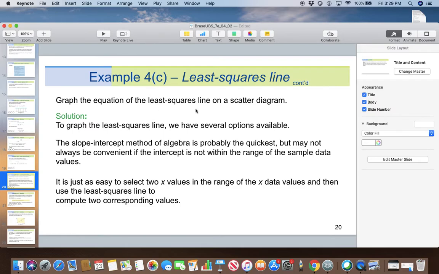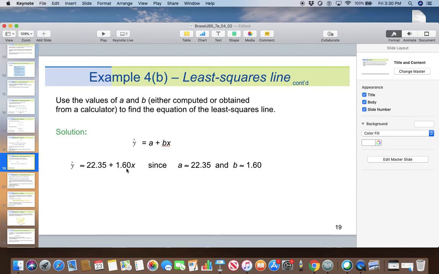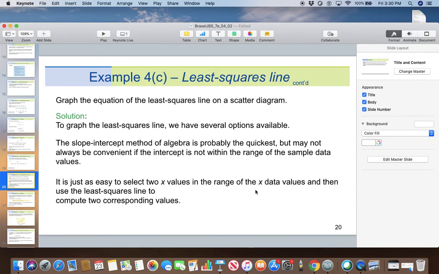Now graph the equation of the least squares line. To graph the least squares line, we have several options. One is the slope-intercept method. It's not always convenient because your slope or your y-intercept is kind of tedious to draw sometimes, right? It may not be within the range of the sample data values. It's just as easy to select two x values in the range of x data values, then use the least squares line to compute two corresponding values.